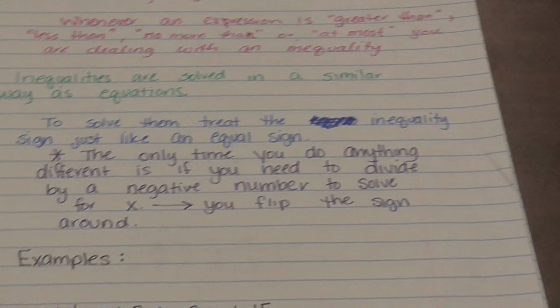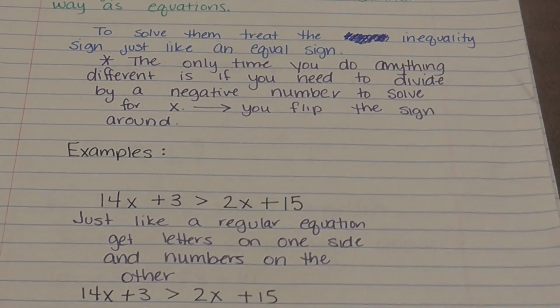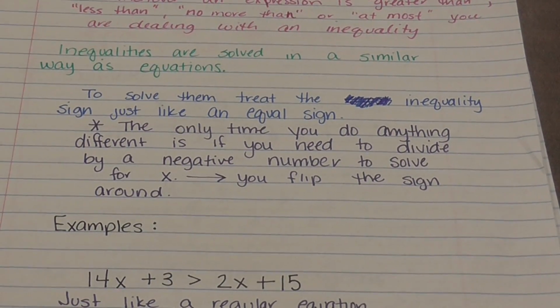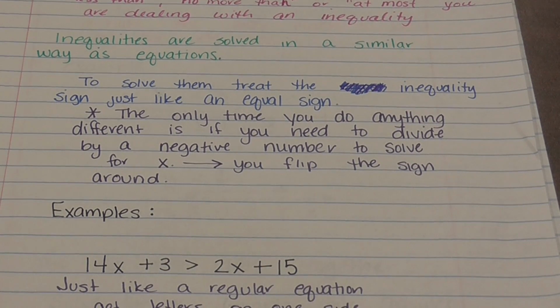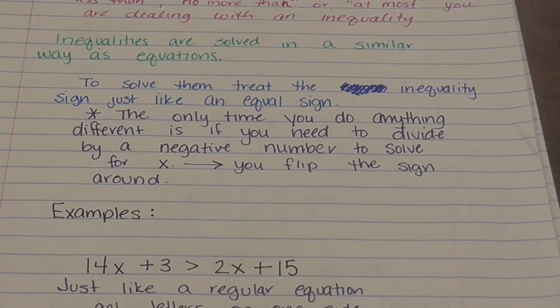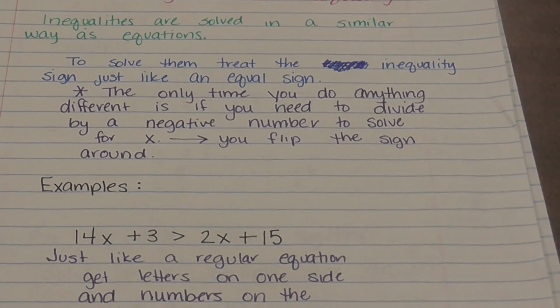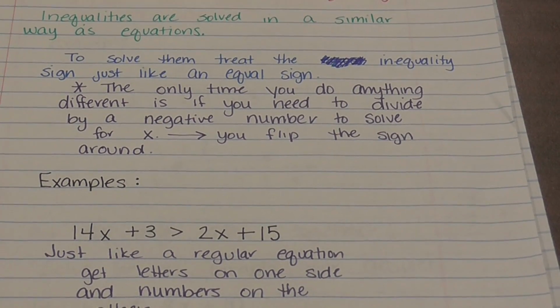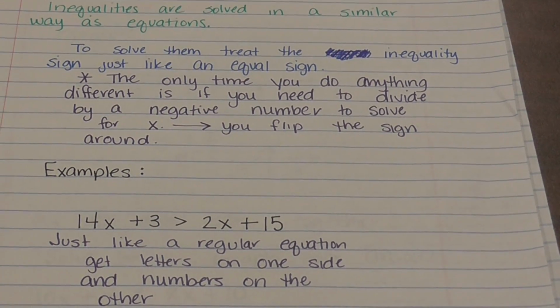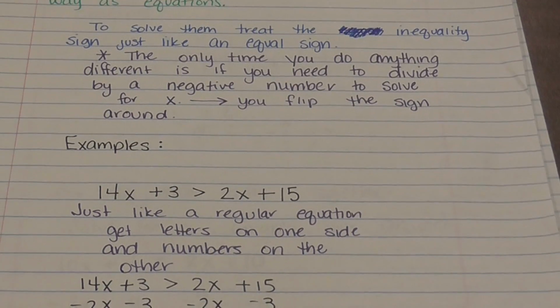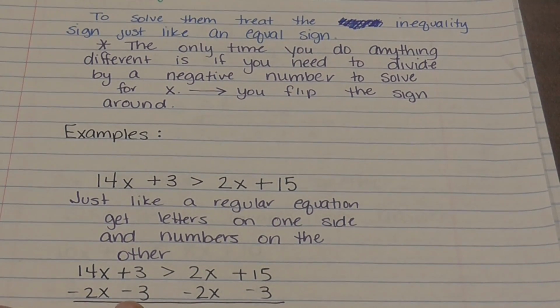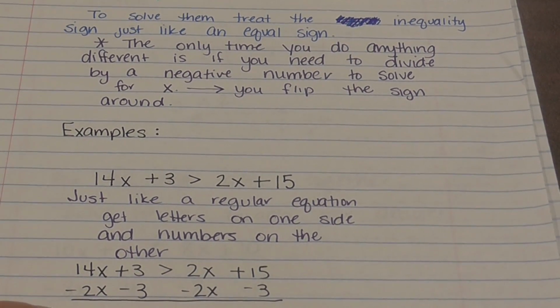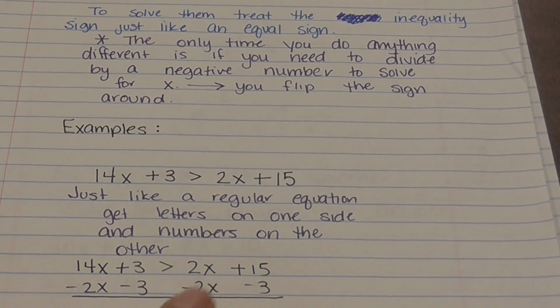So let me show you some examples of just some basic solving. If I were giving you 14x plus 3 is greater than 2x plus 15, just like a regular equation, you've got to get the letters on one side and the numbers on the other. So we start by subtracting 2x from both sides to get my x's on my left side, and subtracting 3 from both sides to get my numbers on my right side.